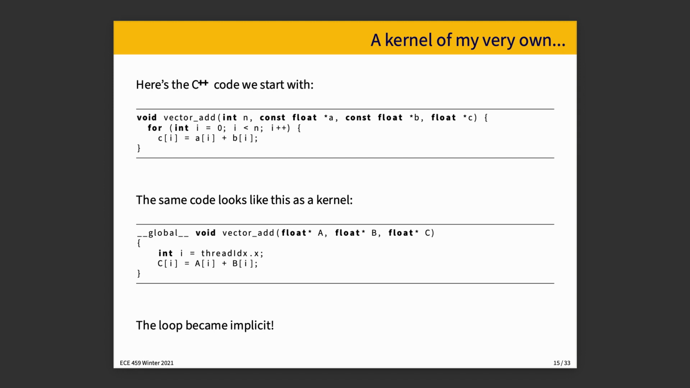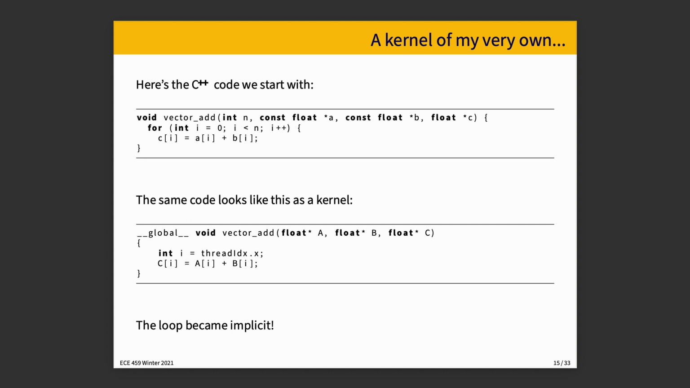So here's a kernel of my very own. Kernels are written in a variant of C++, so we're going to start with original C++ code, and we're going to convert it to be kernel code. Now, again, void vector add has n for the size of each vector, and we have some floats a, b, and c, and a and b are the input and c is the output. Great, sure, fine, whatever.